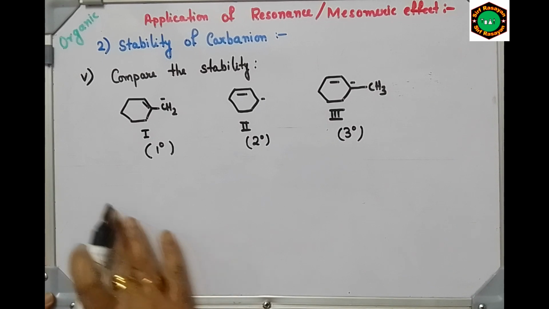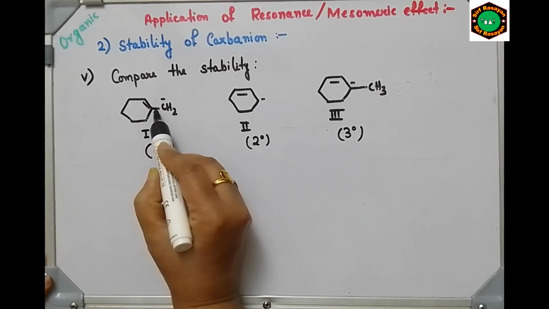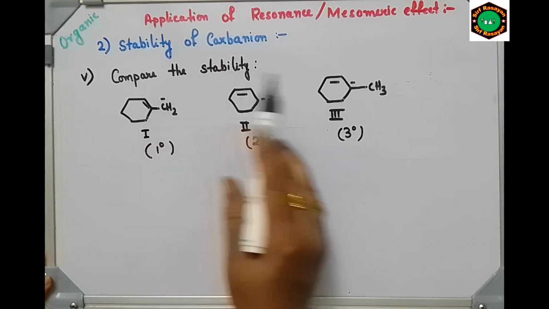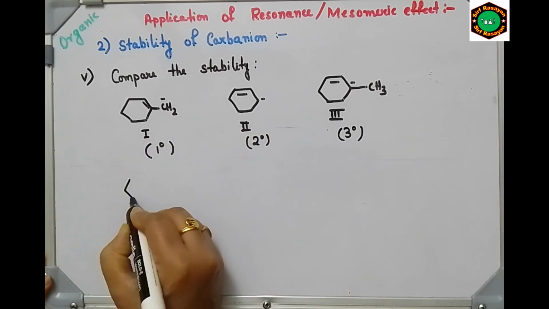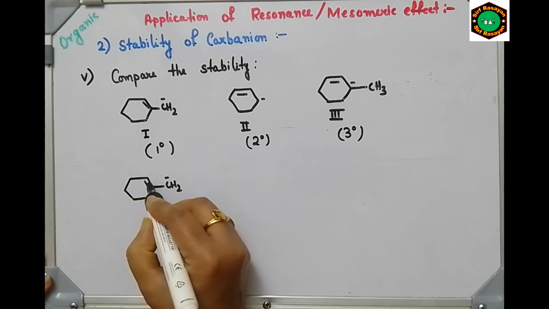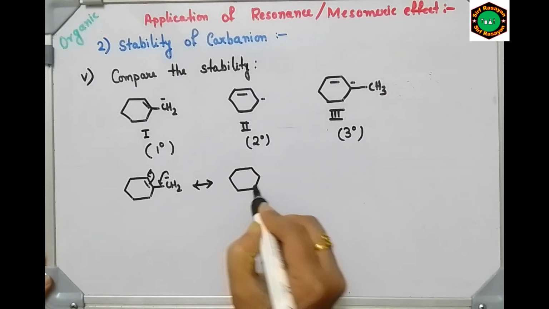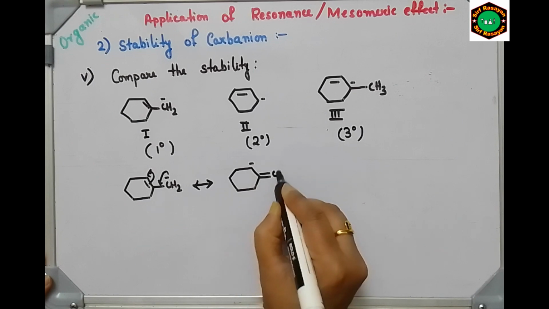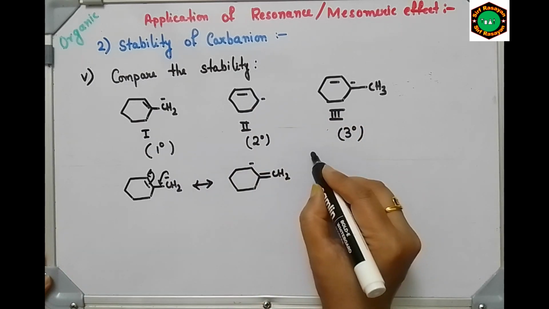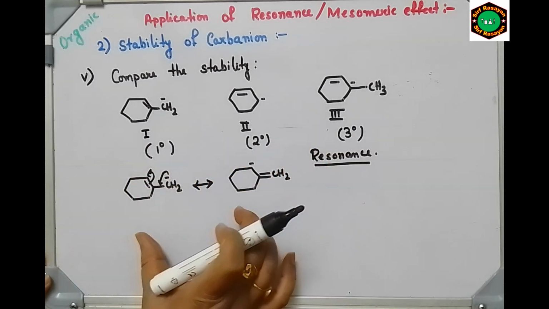Now if you want to compare the stability of those species, what do you have to do? See, here double bond, single bond, negative charge. Double bond, single bond, negative charge. Here double bond, single bond, negative charge are in conjugation. So everywhere resonance is possible. For example, take this one. So this is the next resonating structure. Similarly, here and here you can draw resonating structures. For all those structures, resonance is there, and all have two resonating structures.